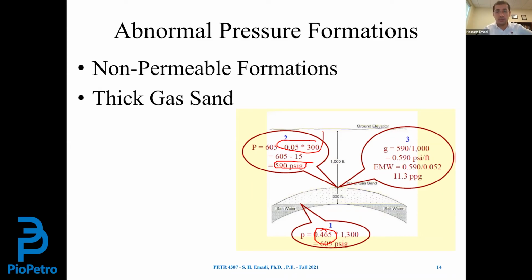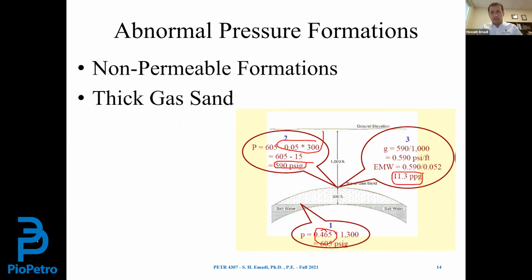To calculate the equivalent mud weight, we need to divide the pressure gradient by 0.052. So the minimum required mud weight is 11.3 pounds per gallon. Obviously, we always need to include a safety factor in order to be on the safe side.